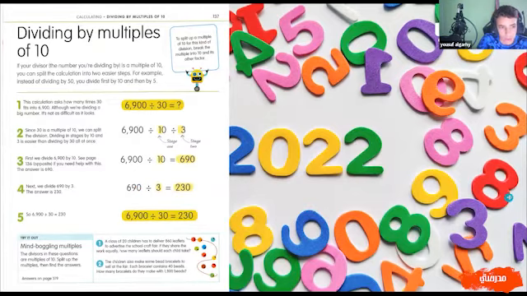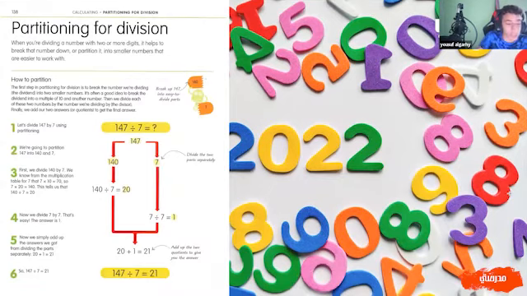Okay, so here we have partitioning for division. All right, so we have 147 divided by 7. So all we have to do here is just split it up. Take 7 from 147, move it to the right, and take the 140 and move it to the left. And what you do is you divide both of them separately, okay? So first we have 140 divided by 7, and that equals 20.